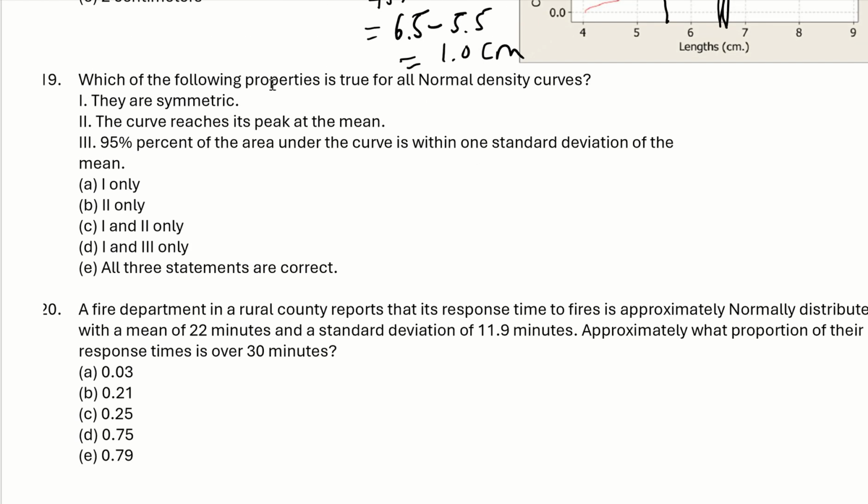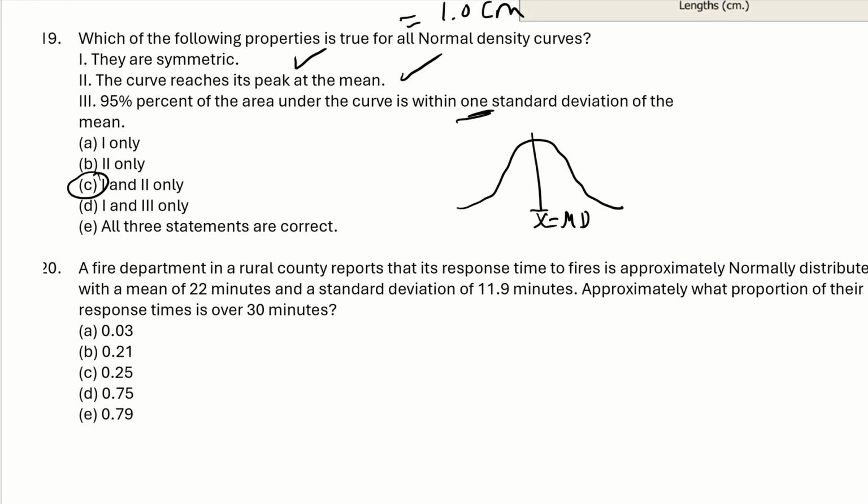All right, so number 19, which of the following properties is true for all normal density curves? 1, they are symmetric. Yes, normal curves are symmetric. 2, the curve reaches its peak at the mean. Yes, this is the mean. It's also the same value as the median. 3, 95% of the area under the curve is within 1 standard deviation of the mean. No, that's incorrect. That should say 2 standard deviations. So 1 and 2 are both true, so the answer here has to be C. Remember, 2 standard deviations is for 95%. 1 standard deviation is 68%.